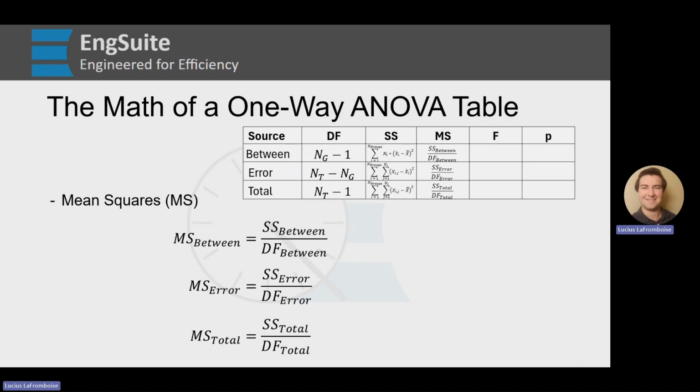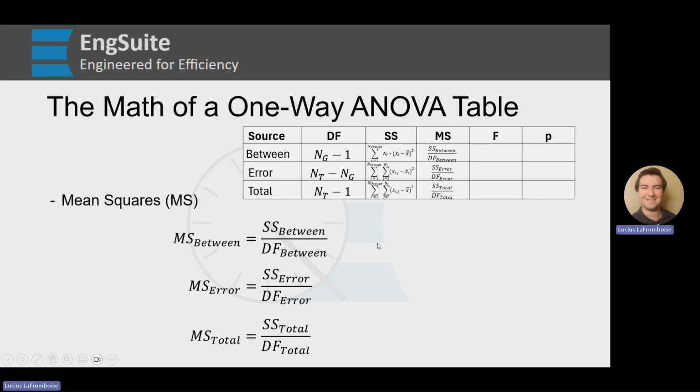Okay, mean squares, we're getting easy again. For each of these, between, error, and total, the mean squares is just the sum of squares divided by the degrees of freedom. So for between, it's SS between over DF between, for error, SS error over DF error, and for total, SS total over DF total.